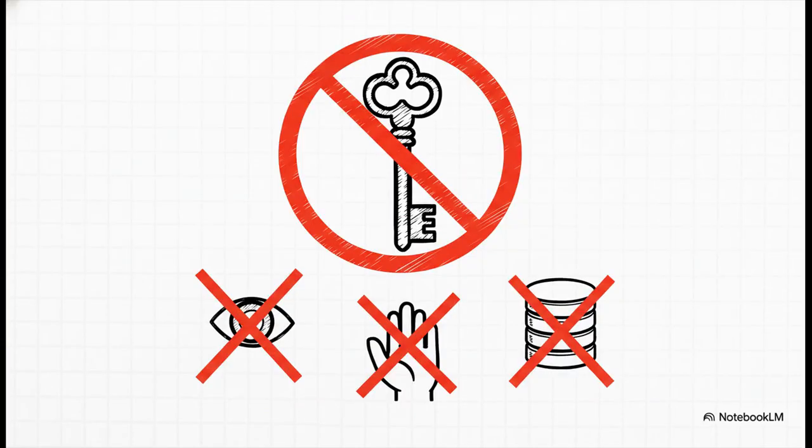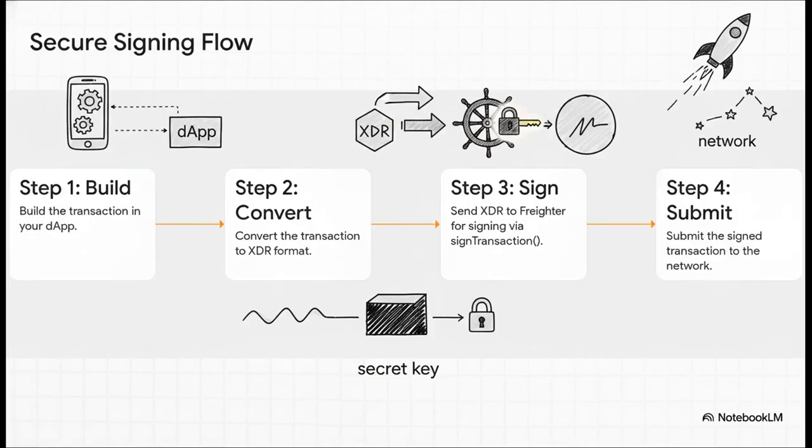Okay, pause. Before we go any further, we need to talk about the golden rule of dApp development. You have to burn this into your brain. Never, and I mean never, under any circumstances, ask a user for their secret key. Your application should never see it, never handle it, never store it, period. So you're probably asking, well, if we never ask for the secret key, how do we get anything signed? And that is a great question.